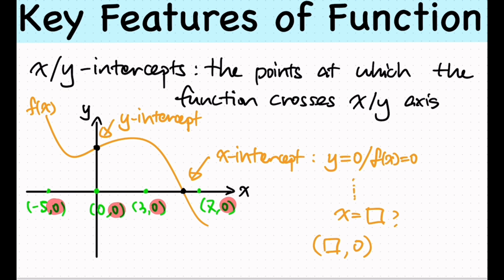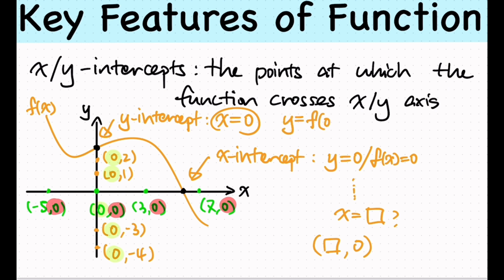And that's the same for the y-intercept. This time, let's think of any of the points along the y-axis. It can be (0, -4), (0, -3), (0, 1), (0, 2), and then it goes on. All of these points on the y-axis have one thing in common, which is they have 0 as the x-coordinate. So we know that x is equal to 0, so we plug this in. So the corresponding y-coordinate is going to be f(0), and then you get whatever the value. Then (0, that y-coordinate) is going to be the y-intercept.